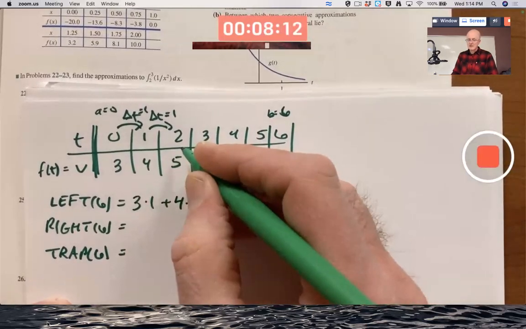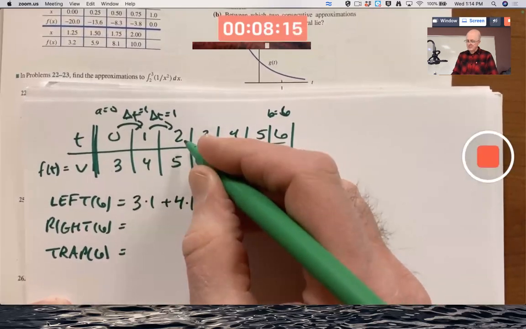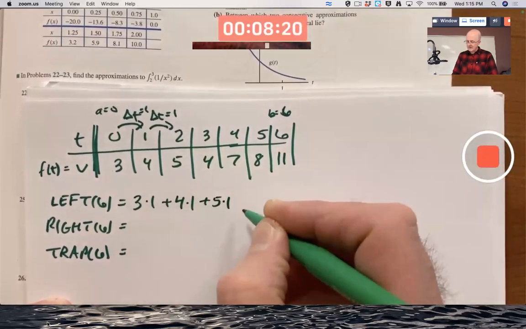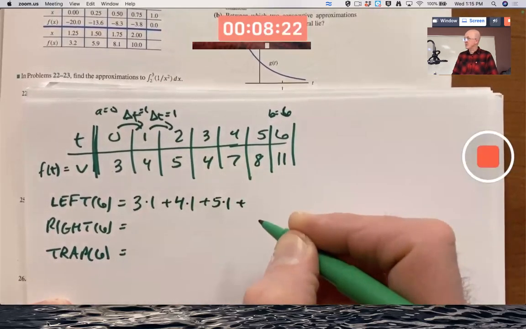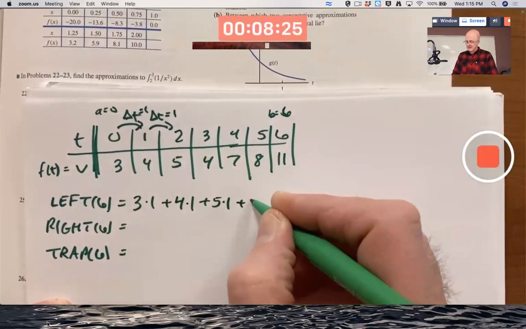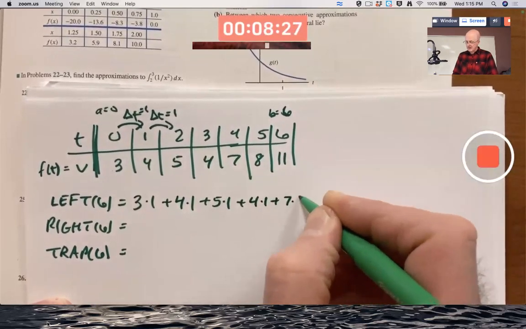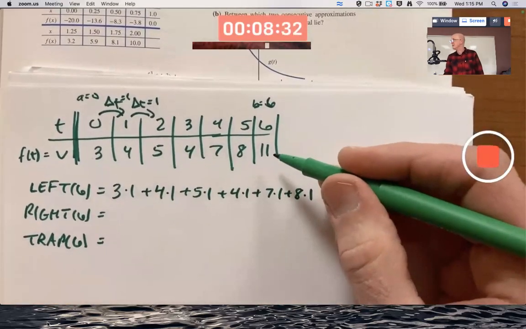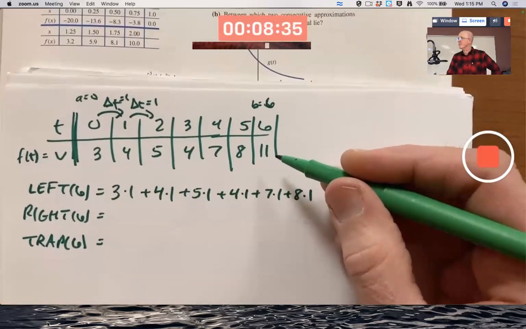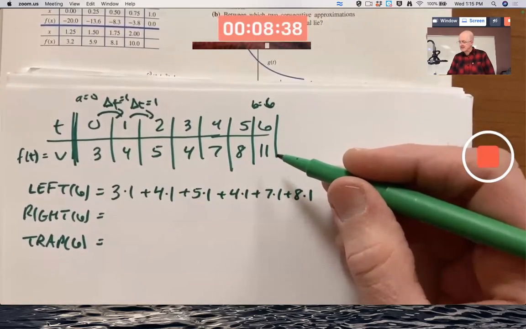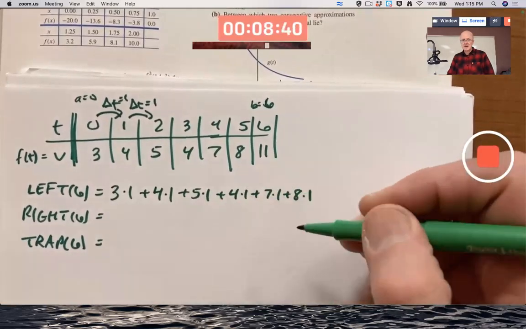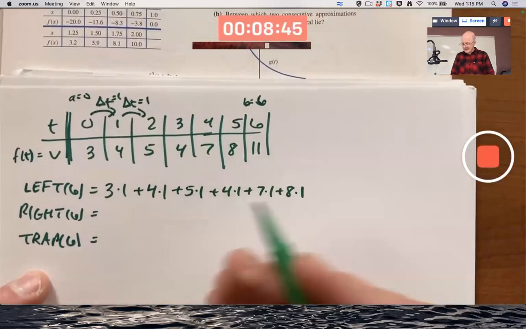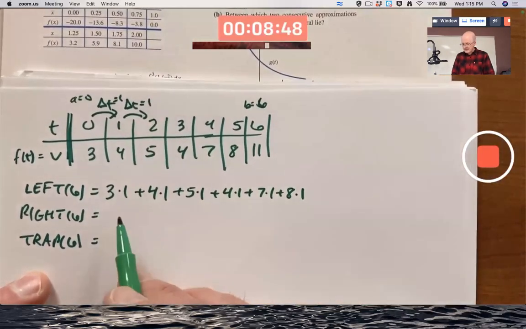For the third interval, 2 to 3, the left endpoint is 2. Function value, the speed, is 5. You need 6 terms in the sum because there's going to be 6 rectangles. And that means for the left-hand rule, you're not going to use the last data value. You're not going to use the function value at the right endpoint. b equals 6 in this case. This is representing the areas of 6 rectangles altogether. Again, multiplying by 1, it's not necessary to write, but I'm doing it for emphasis.